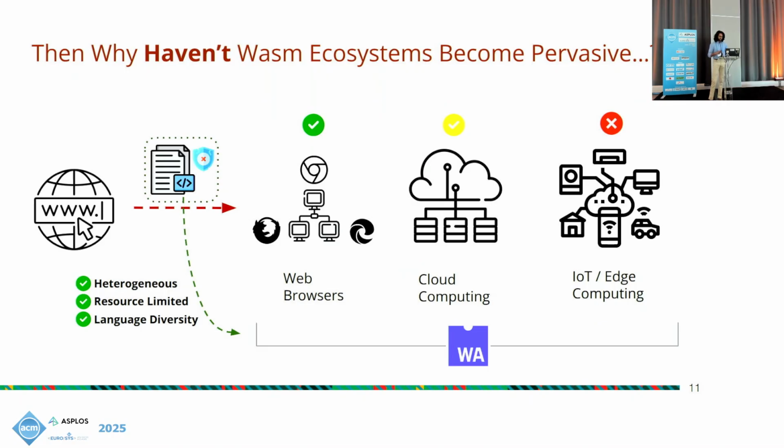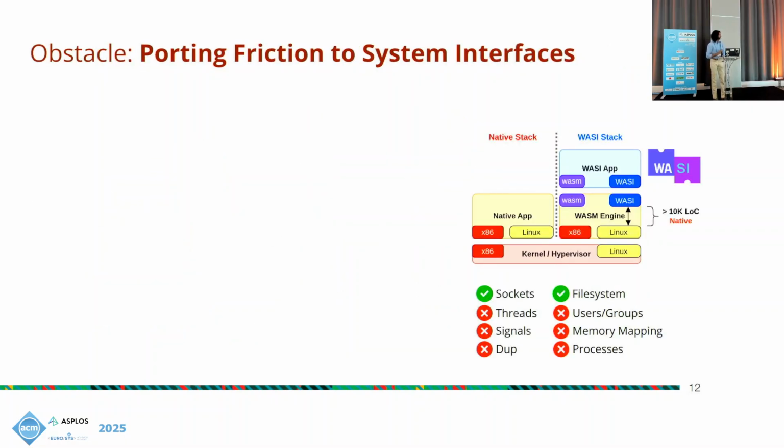But all this is good. We've tackled these problems of heterogeneity, resource limitations, and language diversity. But WASM ecosystems still have not become pervasive. So in the web, we've seen this take off a lot. In cloud computing, it's sort of a maybe. People have started integrating WASM as a replacement to containers. But in edge computing ecosystems, it's pretty much a no-go. And we believe the major obstacle for this is the porting friction to system interfaces.